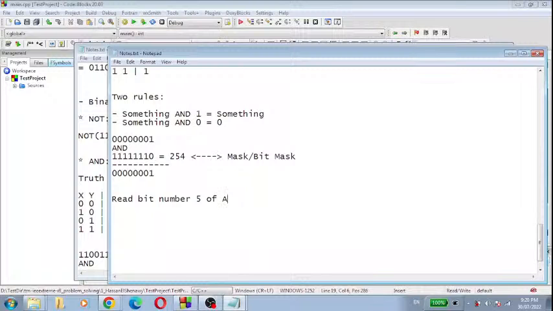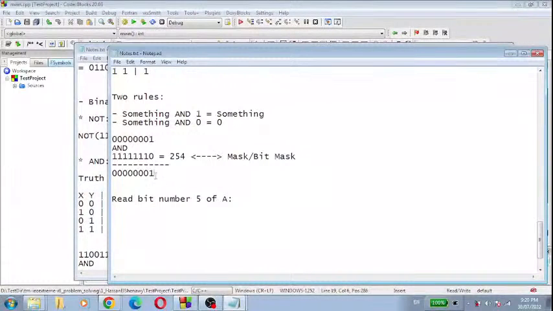I could achieve this using the AND operation also. How I could do this? Actually, I have used this rule. When I'm going to have something ended with 1, I'm going to get the same thing actually. So I have used this rule for this purpose actually.